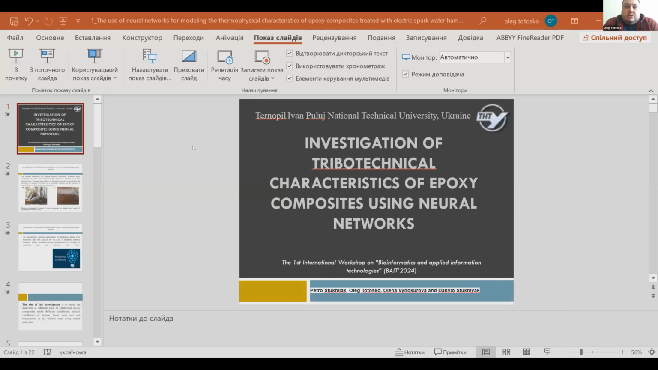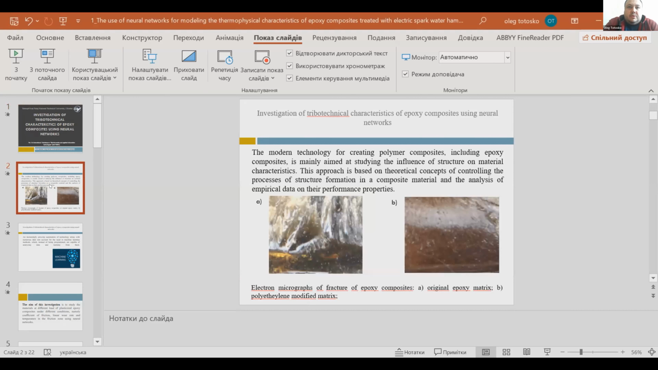The presentation on the topic "Investigation of tribotechnical characteristics of epoxy composites using neural networks" is presented to you in this session. Polymer composite materials are used in various industries: mechanical engineering, construction, and aviation. Composite materials are progressively used in critical elements of aircraft.